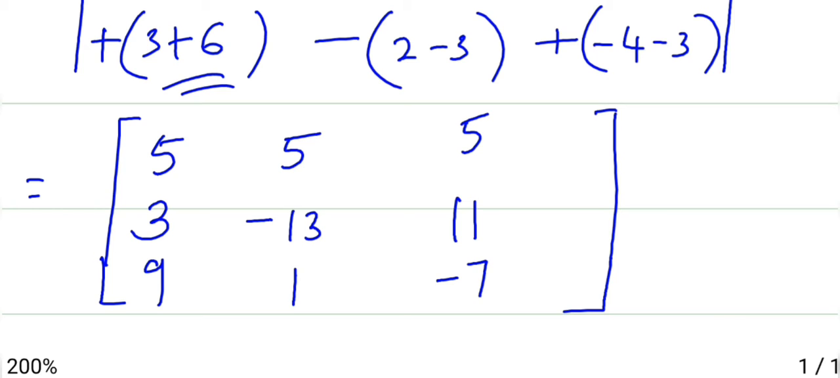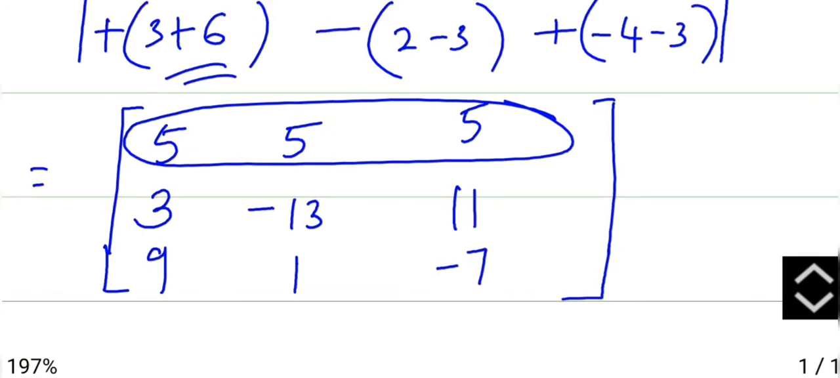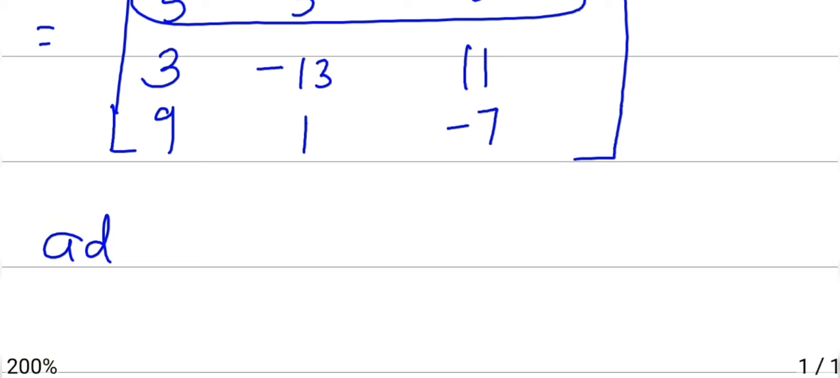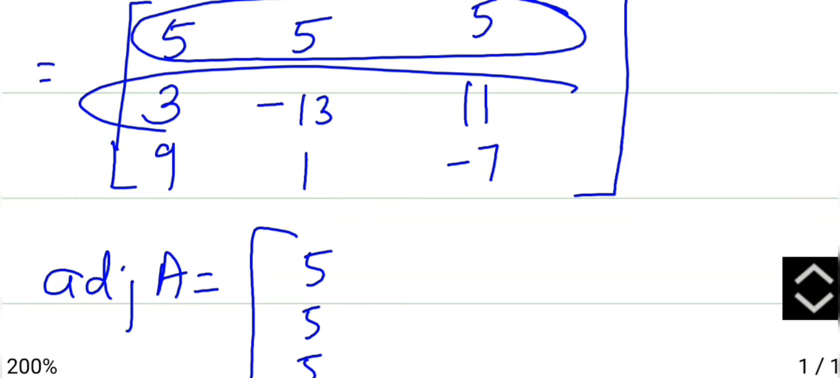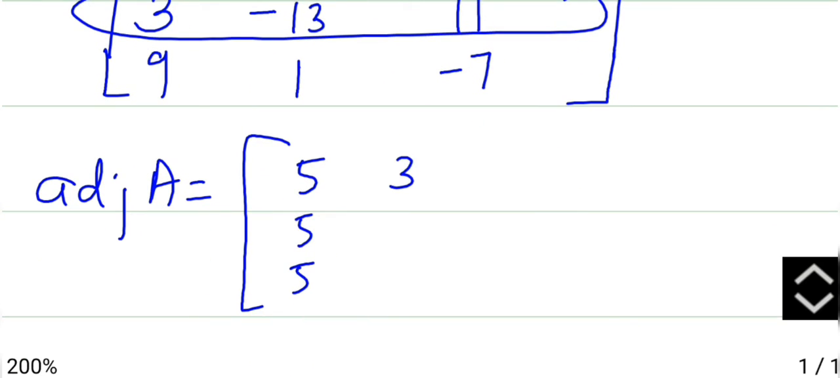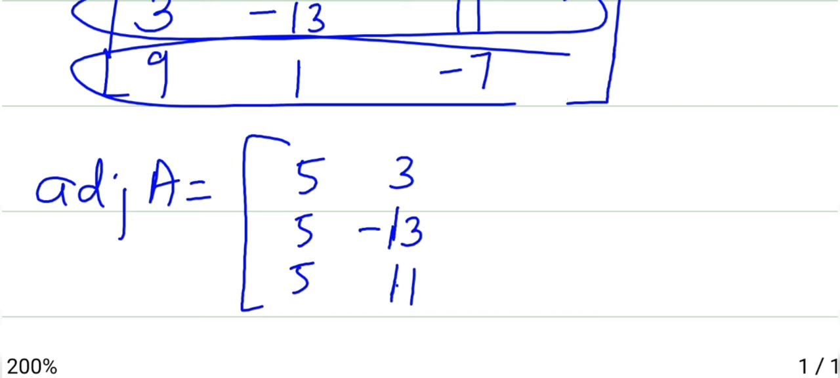After finding the cofactor of A, you should convert rows into columns to get the adjoint of A. You have to convert rows into columns. So it will become 5, 5, 5. Second row into second column, 3, minus 13 and 11. Then third row, 9, 1 and minus 7. So this is our adjoint A.